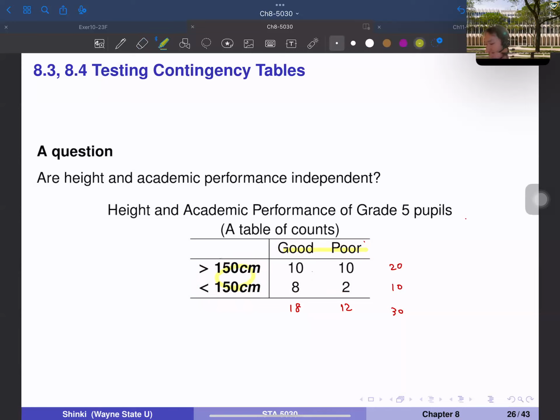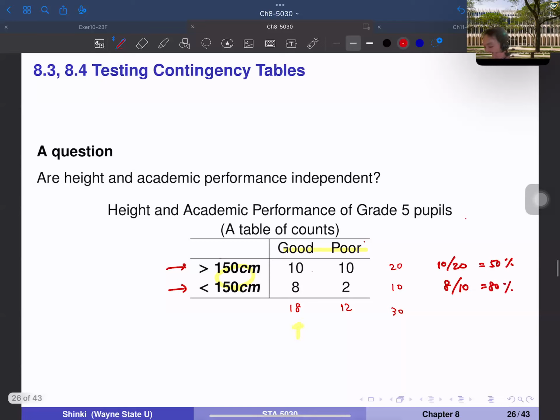In common sense, if we see this table, those two are related. For example, for the first group, 10 out of 20 students have good academic performance. But for the second group with less than 150 centimeters, 8 out of 10 have good performance. So that is 50% and 80%. So it looks like these are significantly different.